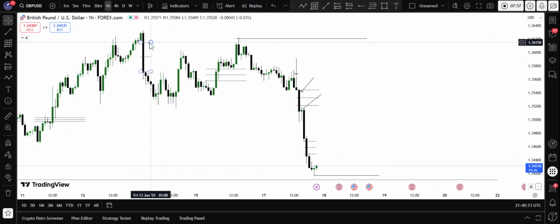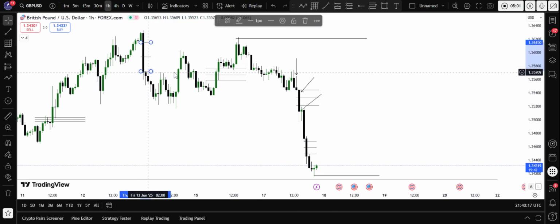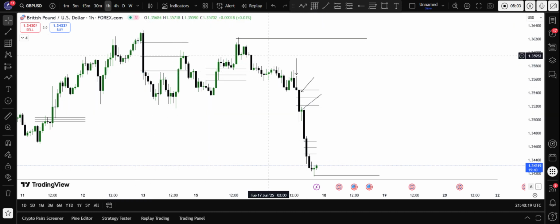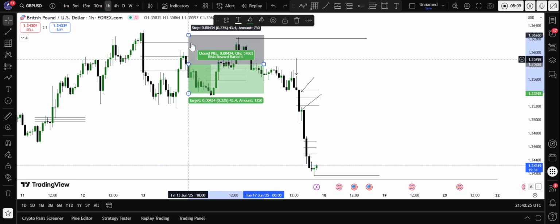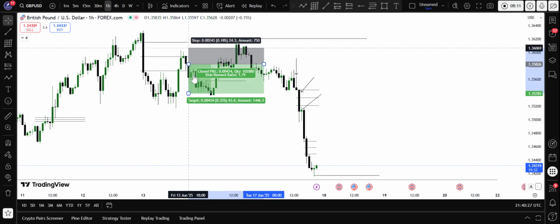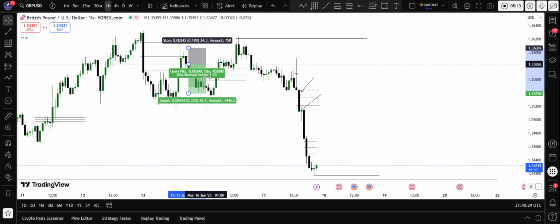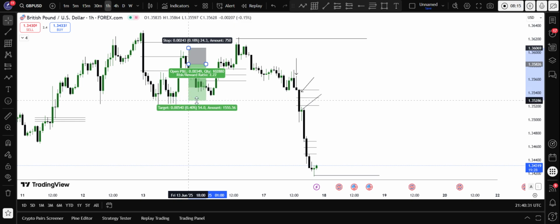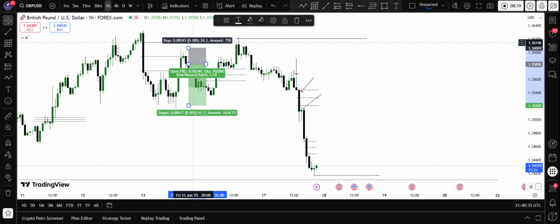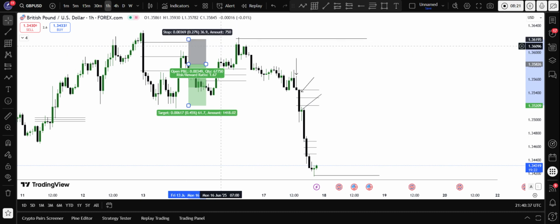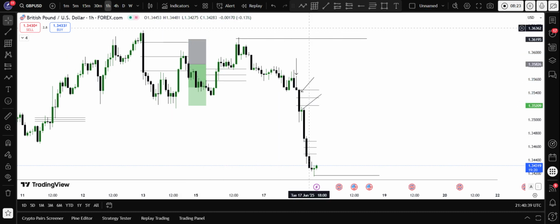And this is the consequent encroachment. So if I was to trade this, definitely I'll pull this out. This would have been the sell right from here, aiming for this low, to take out that low. And my stop loss would have been above there. If I was to trade that, yeah.